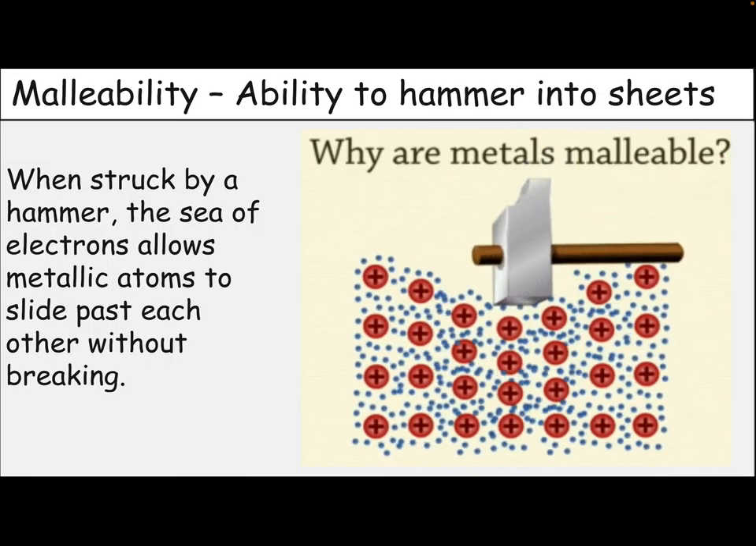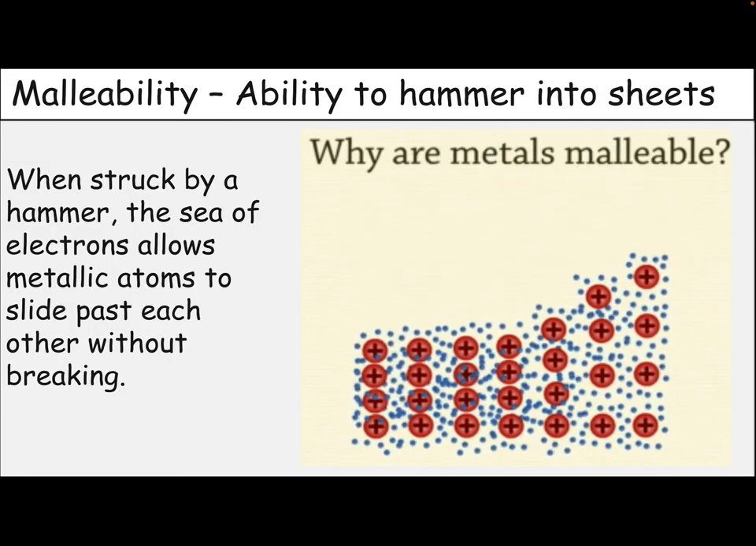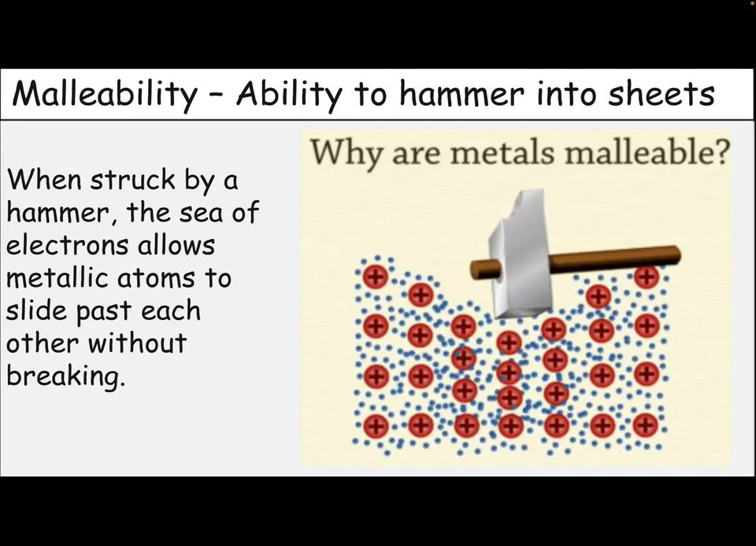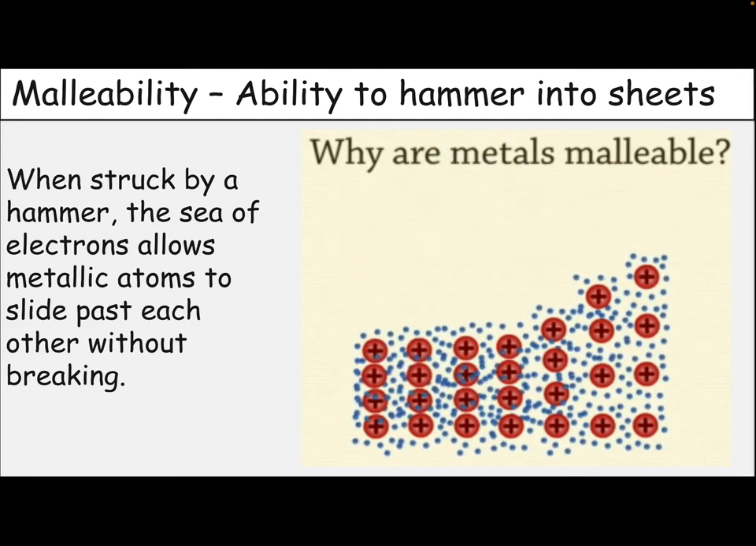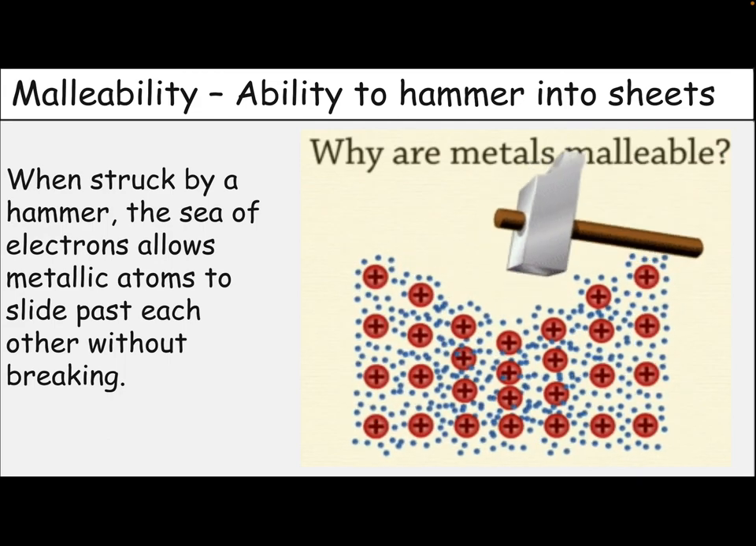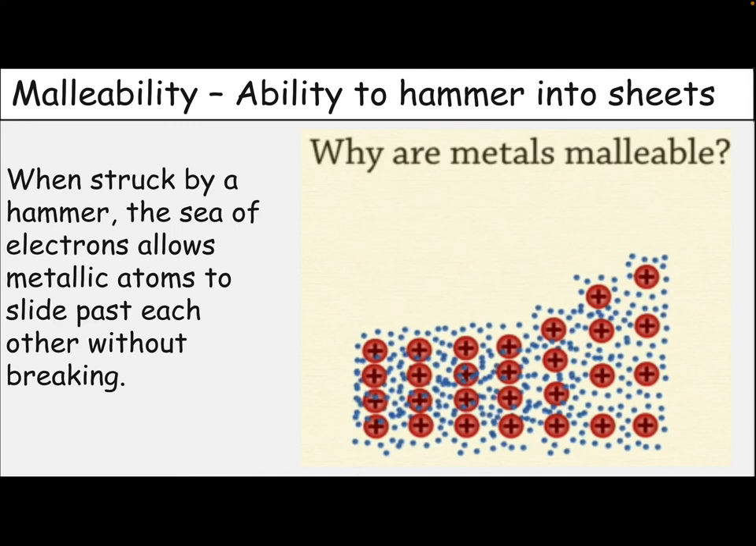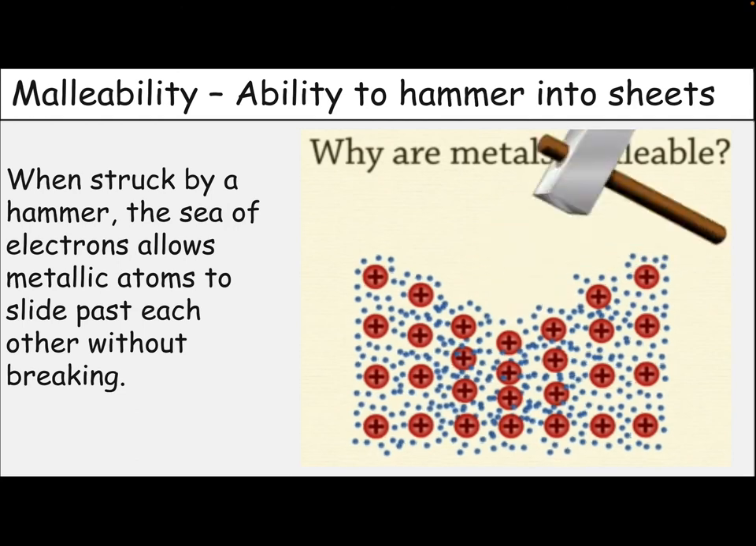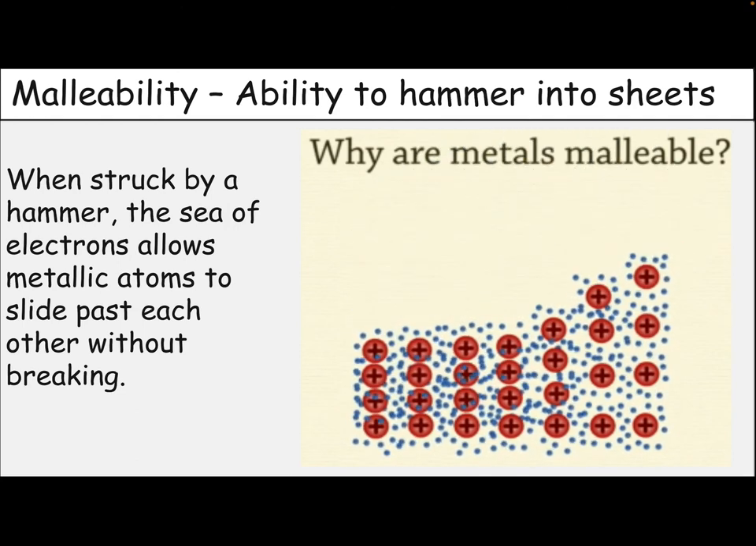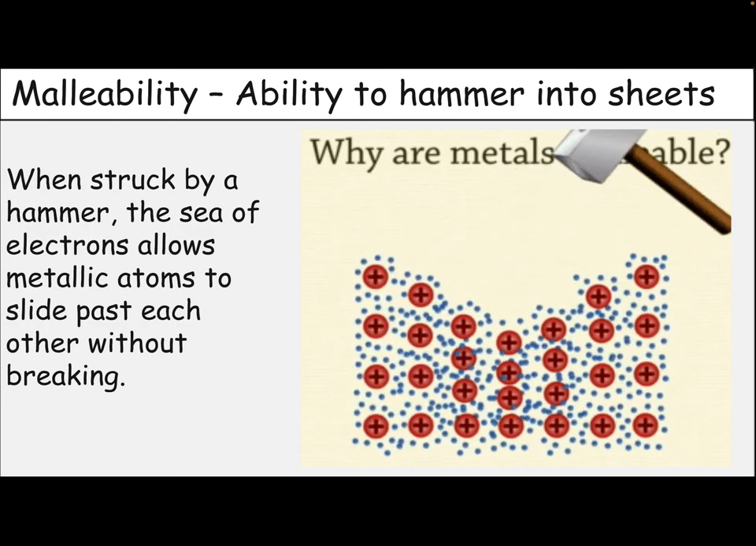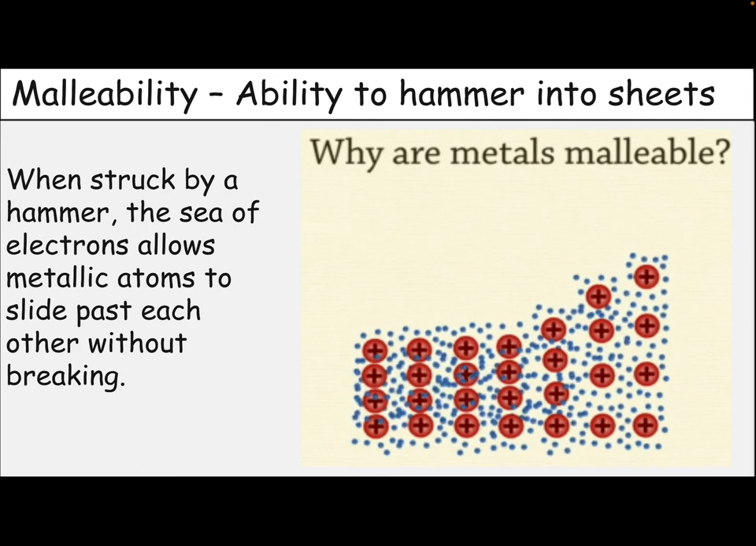Now, let's talk about malleability. It's very important for you to understand the definition of malleability. It is the ability to hammer a substance into sheets. Metals are malleable. We're able to hammer them into sheets. That is because when struck by a hammer, the sea of electrons allows metallic atoms to slide past each other without breaking. If you look at this image on the right-hand side, you see somebody hammering, we can say, a piece of gold.